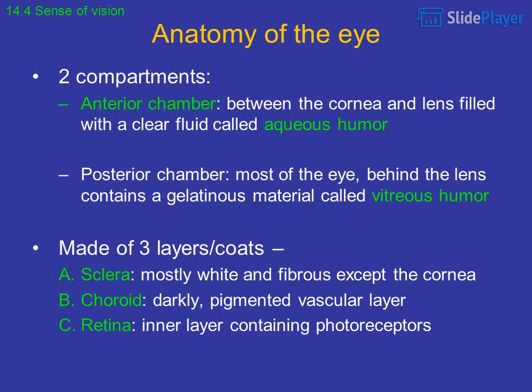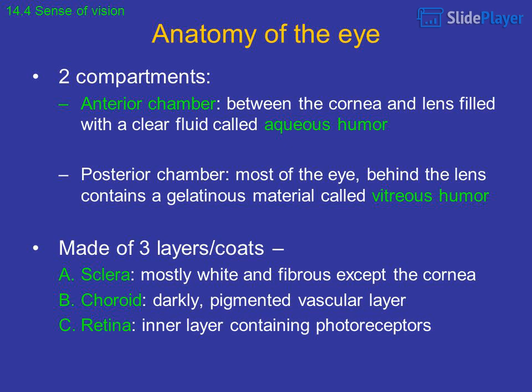14.4 Sense of vision. Anatomy of the eye: 2 compartments. Anterior chamber, between the cornea and lens, filled with a clear fluid called aqueous humor. Posterior chamber, most of the eye, behind the lens, contains a gelatinous material called vitreous humor.